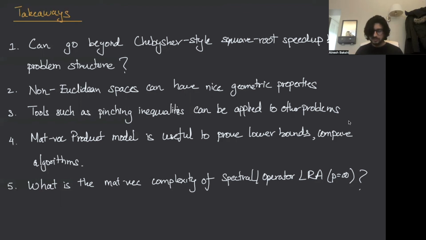The matrix vector product model is useful to compare algorithms since it's easy to prove unconditional lower bounds in this model. And finally, I'll leave you with this open question of the matrix vector complexity of spectral or operator norm low rank approximation, which is the p equals infinity case, where we don't have any non-trivial lower bounds as of right now.